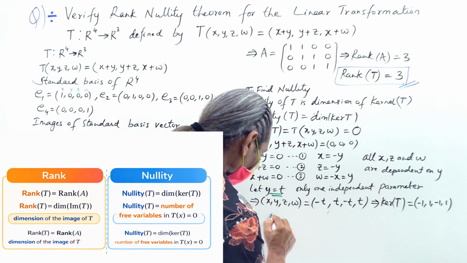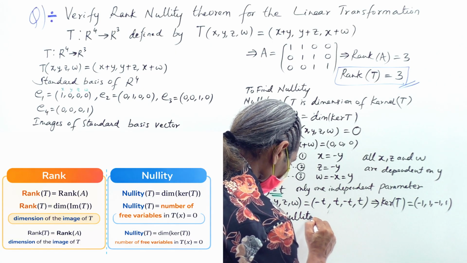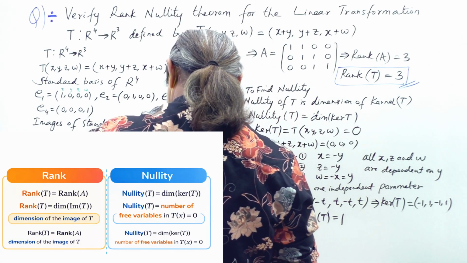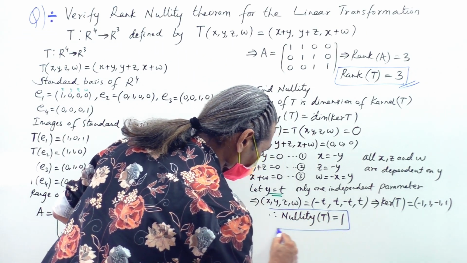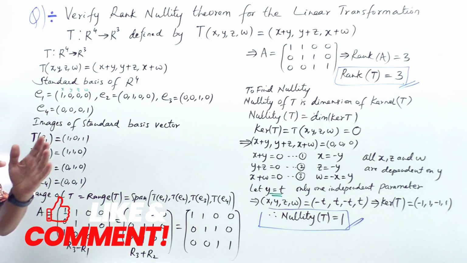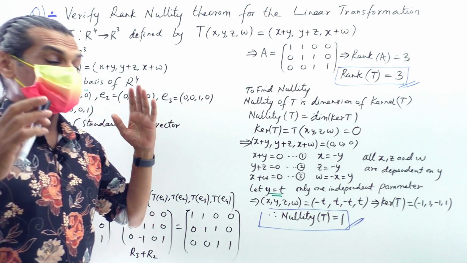Therefore nullity of T equals 1. Done. Based on the independent parameter being 1, nullity of T is equal to 1. Okay. Now by Rank-Nullity Theorem.